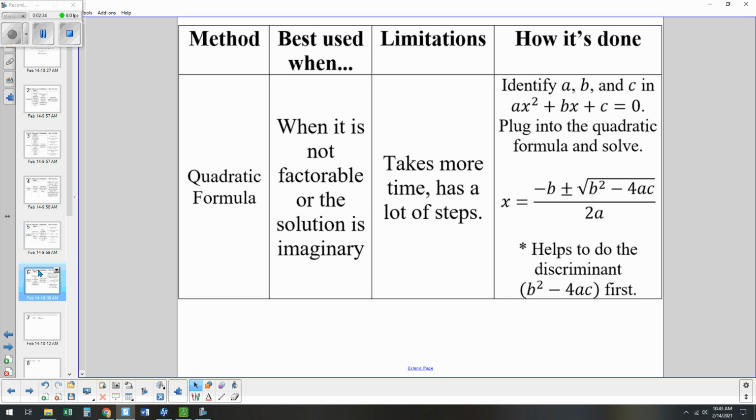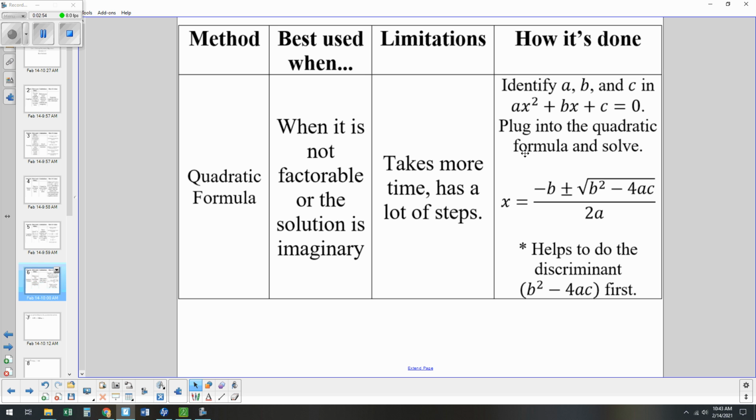And our last method is the quadratic formula. It's best used when something's not factorable or the solution is imaginary. The limitation is it does take more time and has a lot of steps, but it will work on every single one. Technically, even if it was a solve by square roots problem, b would be 0 then. So it'll work on every problem.